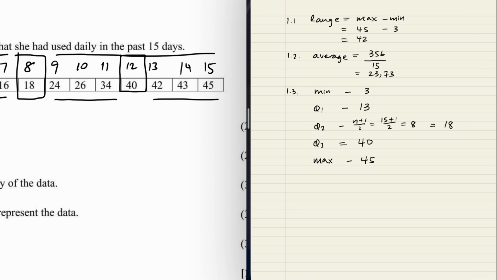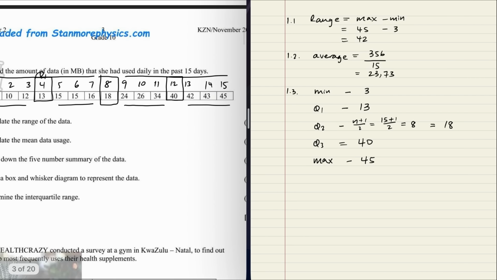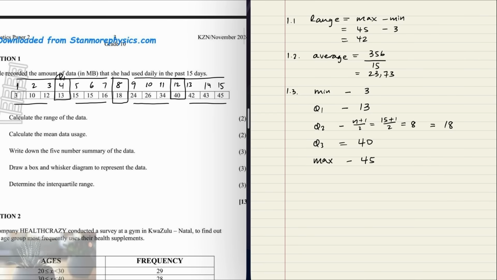So Q1, Q2, and Q3 divide the whole data set into percentiles, the 25th percentile, or quarters if you will. It divides it into quarters. You have the first quarter, second quarter, third quarter, and fourth quarter.